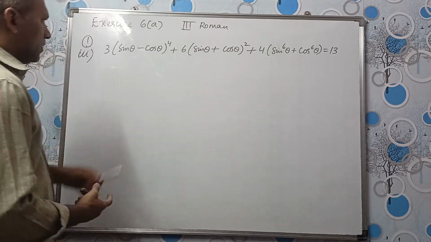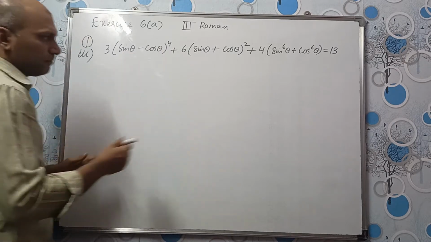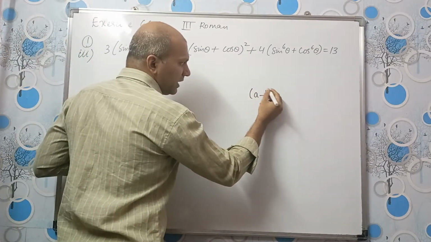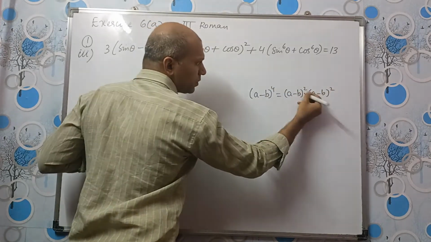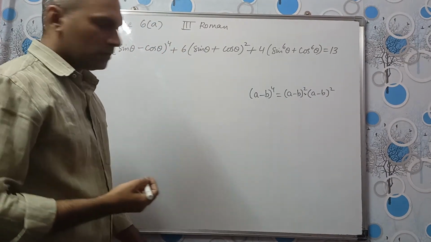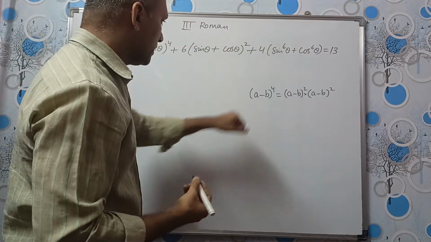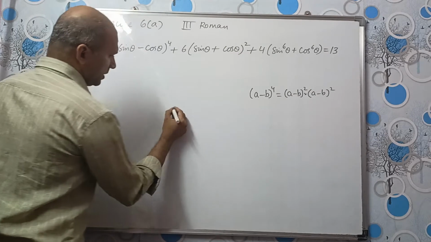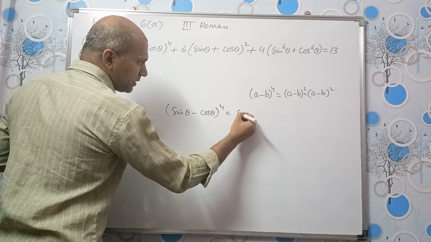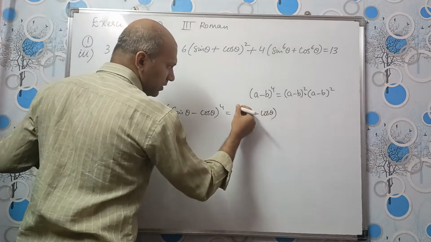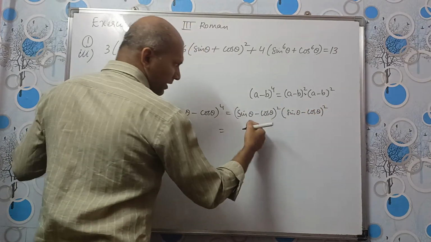Okay. Now, see, we have A minus B whole power 4 format here. Okay. So what we'll do is A minus B whole power 4, we will write it like this: A minus B whole square multiplied by A minus B whole square. Okay. See, when bases are same, power should be added. 2 plus 2 will become 4. So these two are same. Alright. So now, see, sin theta minus cos theta whole power 4 is same as sin minus cos whole square, sin minus cos whole square. Okay, so what will this be now?